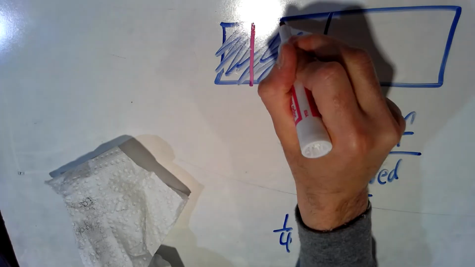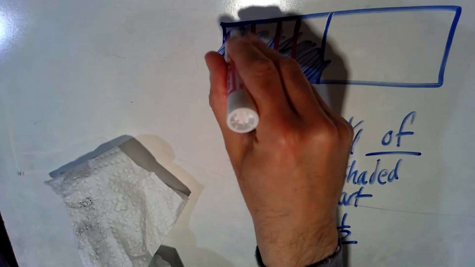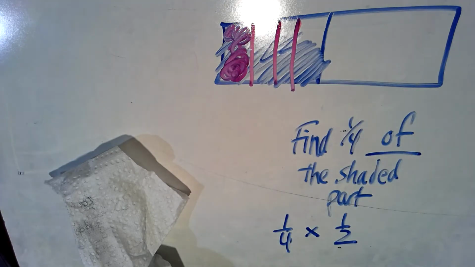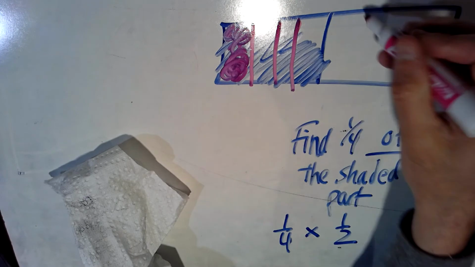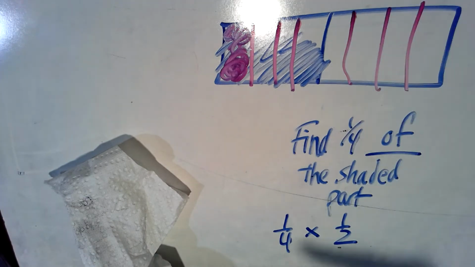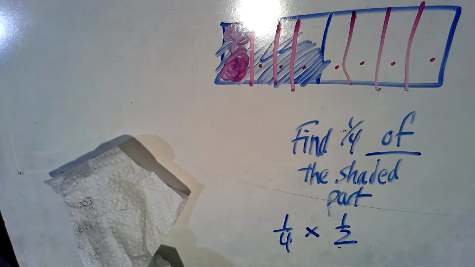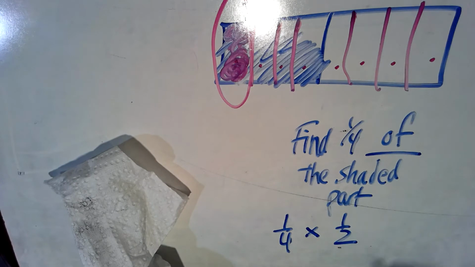And I'm going to shade in with pink one of those fourths. And that's the purple part, because pink and blue clearly make purple. And if I cut this half into fourths, I'm also going to cut this half into fourths, just so that I have equal pieces. And I can see there are 1, 2, 3, 4, 5, 6, 7, 8 equal pieces. Of those equal pieces, one of them, this one right here, is 1/8. So 1/4 of 1/2 is 1/8.